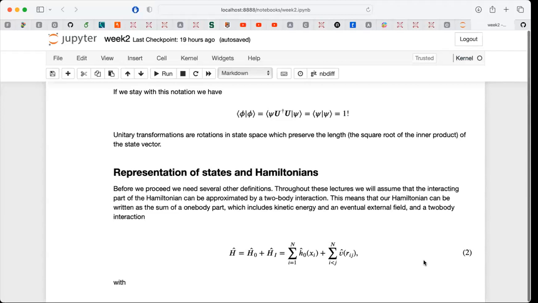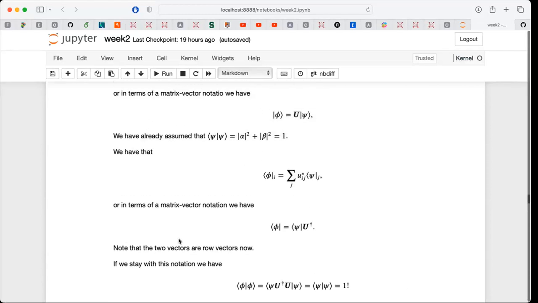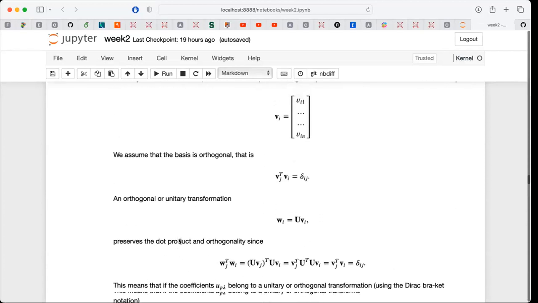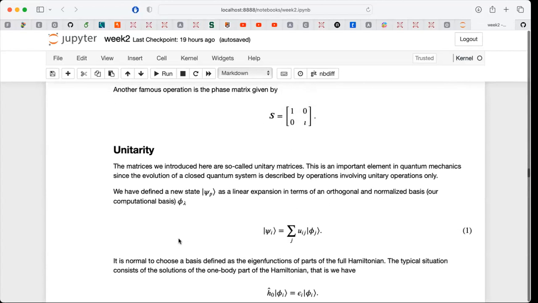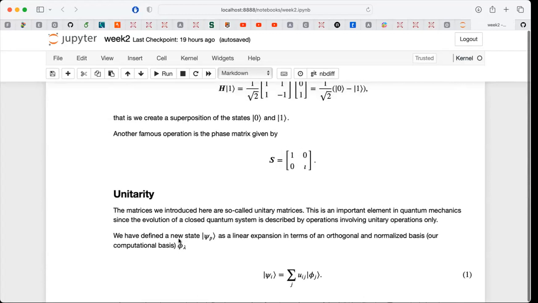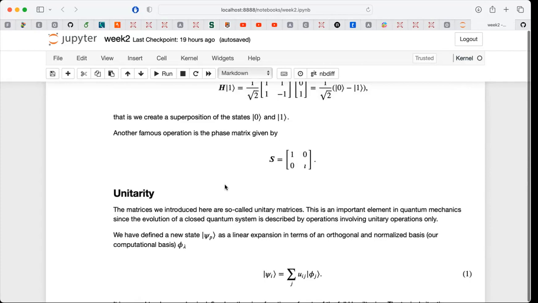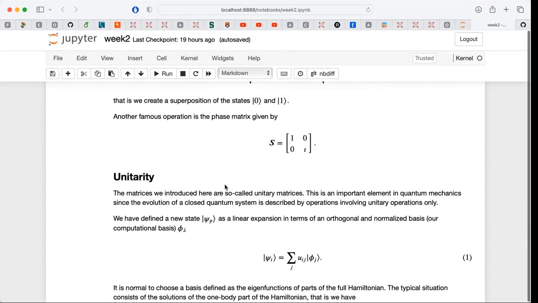And there is a topic which I actually wanted to discuss a little bit more in detail. So one of the things which I mentioned before we jump into the Hamiltonians is the fact that the unitarity plays a very important role when we are dealing with these types of operations. Another famous matrix is the so-called phase matrix. So when we deal with quantum mechanical operations, it's always a unitary transformation or an orthogonal transformation which acts on a given quantum mechanical state.